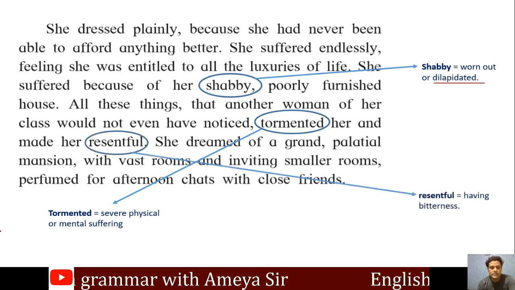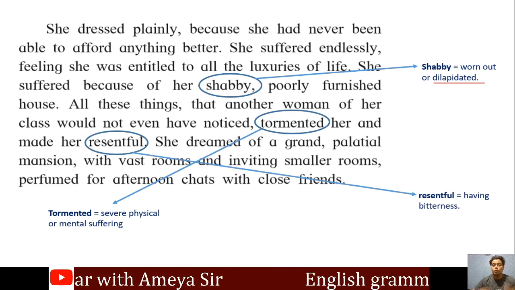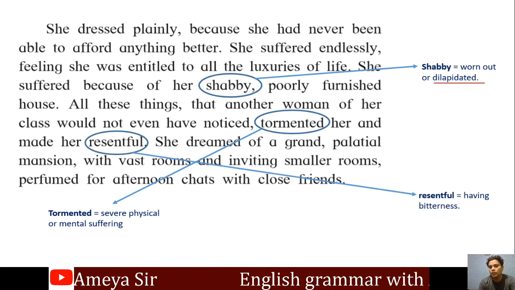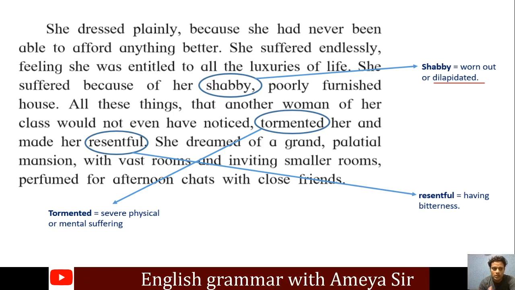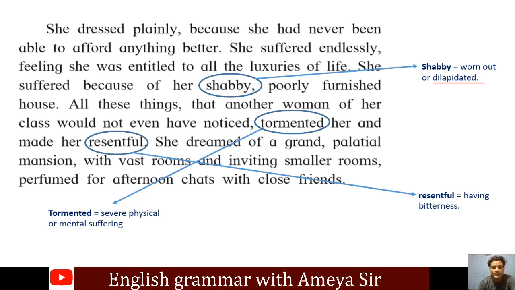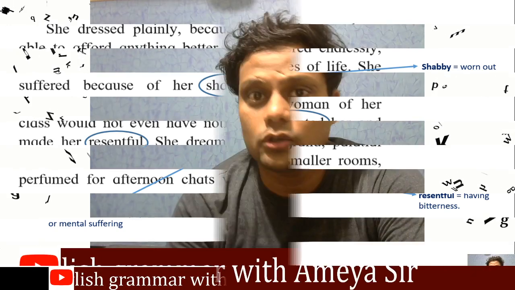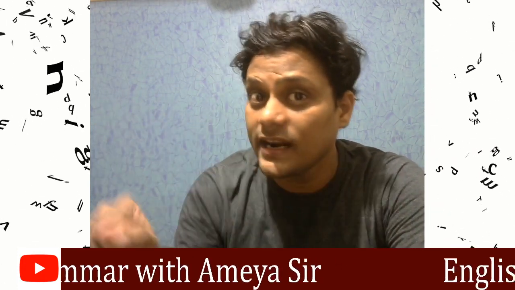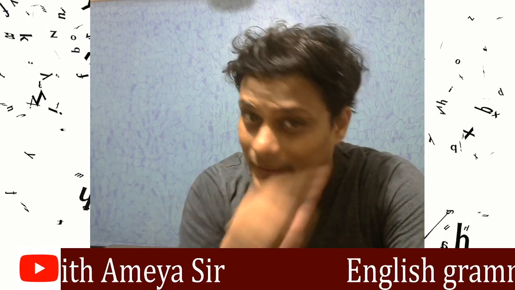Okay, resentful, having bitterness. If you don't have things that you yearn for, there are chances that you have resentment in your heart. Never should you live with revenge or resentment in your heart. Very important. The word is resentful, and the S makes the Z sound. That is another thing, guys, which I would like you to observe. The S sometimes makes the Z sound. Sometimes it is plain simple S, but sometimes the S makes the Z sound.